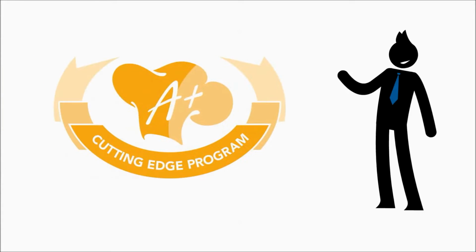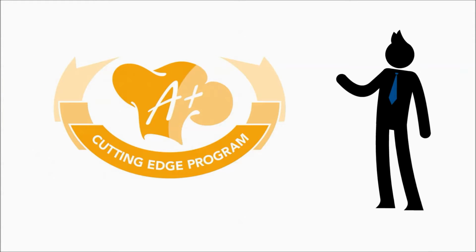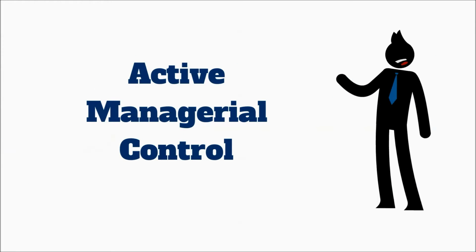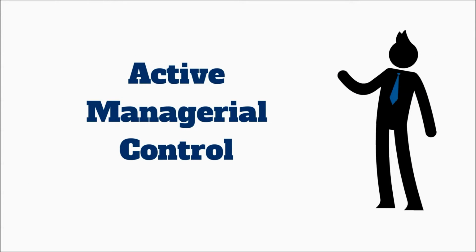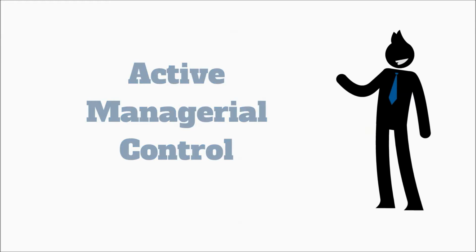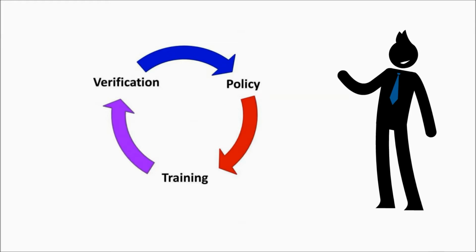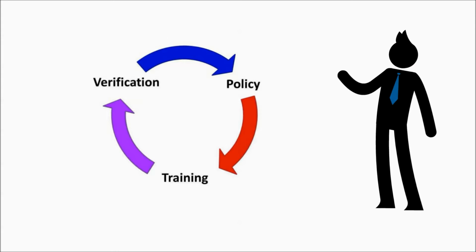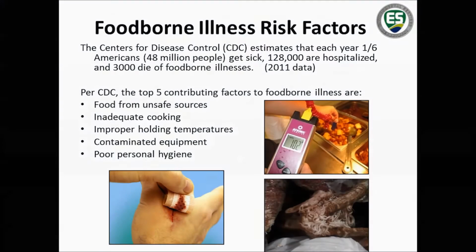Now that you know more about the Cutting Edge program and how to enroll, we will further review the foundational concept of active managerial control. Please review the following training video that will detail the 3 principles of active managerial control: developing policy, training staff, and verifying results. We talk about foodborne illness.